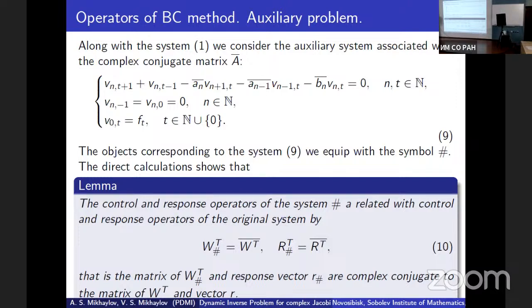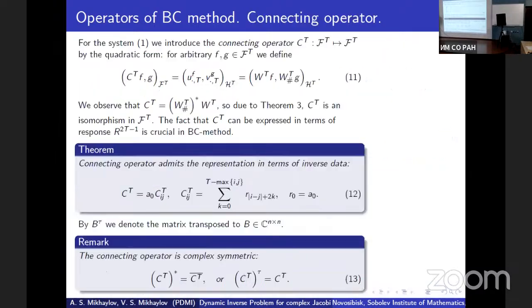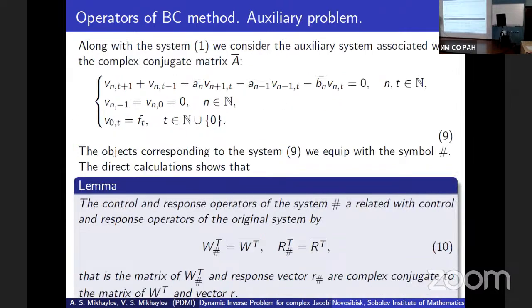Наряду с изначальной системой надо рассмотреть еще вспомогательную систему, которая имеет тот же вид, но ассоциирована с комплексно сопряженной матрицей. То есть, грубо говоря, везде стоят комплексные сопряжения. Это вспомогательная система, которая нам понадобится. Для нее можно ввести те же объекты и увидеть, что они связаны. Все, что с ней связано, мы будем обозначать символом с индексом s. Объекты, связанные с ней, будут отличаться только комплексным сопряжением, по крайней мере в этом конкретном случае.